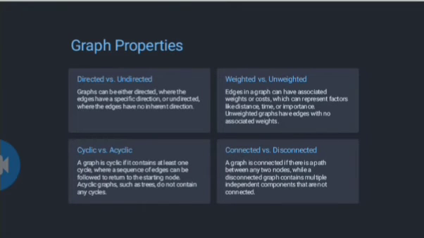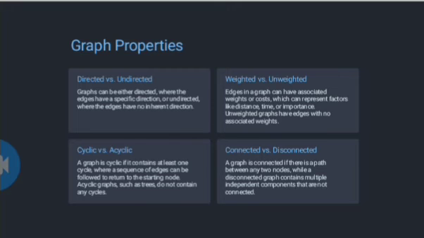Graph properties. Directed versus undirected. A graph can be either directed, where the edges have specific directions, or undirected, where the edges have no direction. Weighted versus unweighted. Edges in a graph can have associated weights or costs, which can represent factors like distance, time and importance. Unweighted graphs have edges with no associated weights.